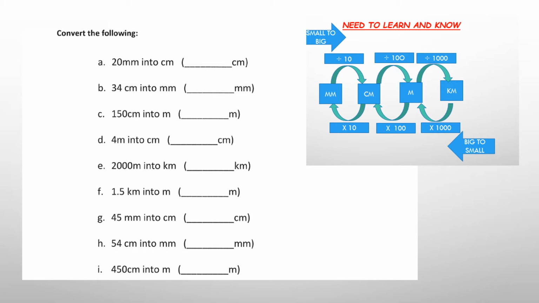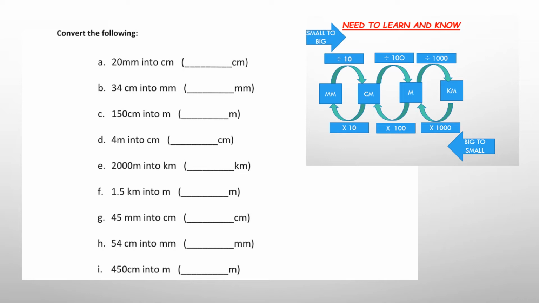150 centimetres into metres. Centimetres into metres, it's small to big, so we divide by 100. So 150 centimetres divided by 100 is going to give you 1.5 metres. D. 4 metres into centimetres. Metres into centimetres, we're going big to small, so we multiply by 100. So 4 metres multiplied by 100 is 400 centimetres.